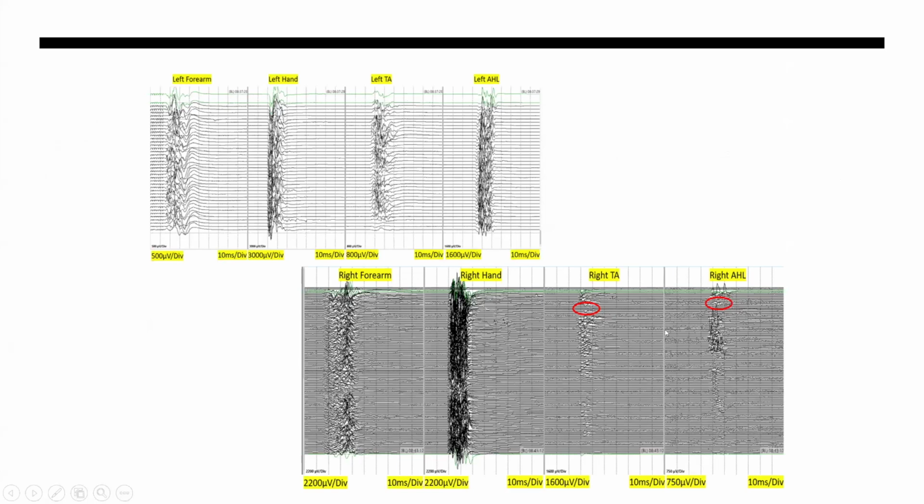During the procedure, there was a copious amount of bleeding, and the surgeon didn't know where the bleeding was coming from. We knew a vessel was bleeding, but we didn't know which vessel it was and how devastating it potentially could be. So while they were trying to control the bleeding, we lost our ipsilateral, so our right-sided lower extremity motors, which are circled in red here.